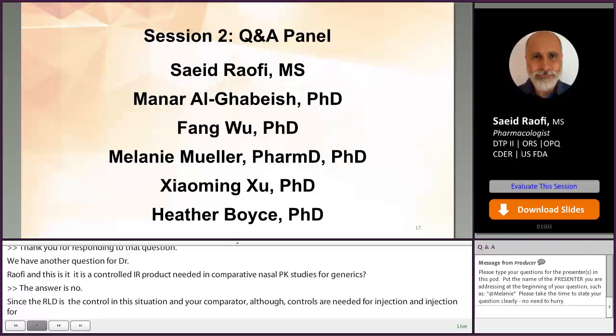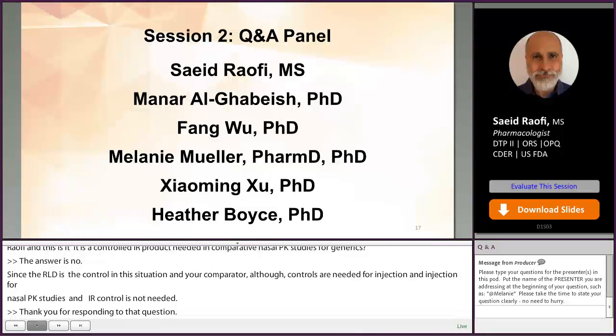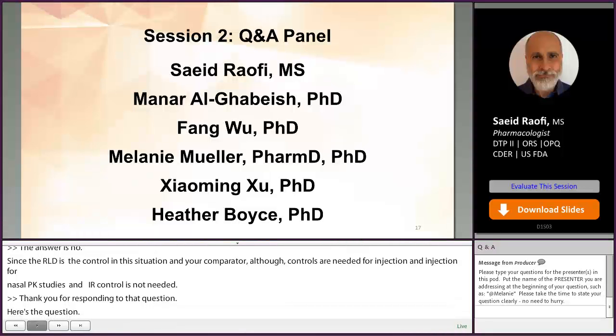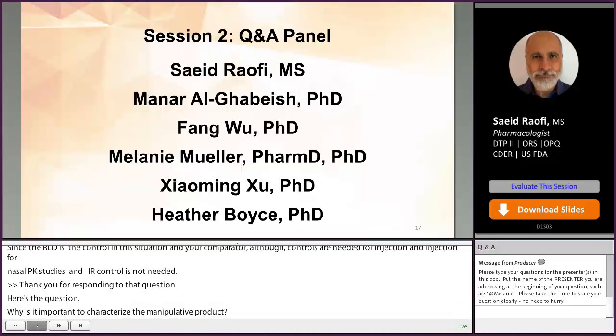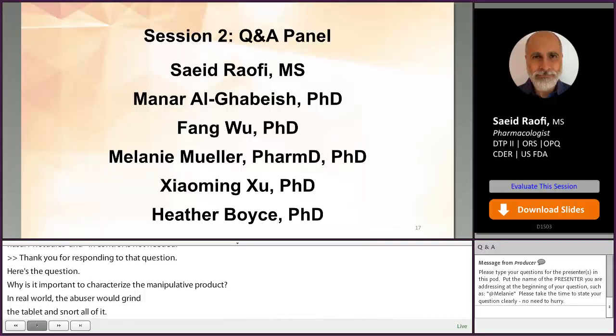Why is it important to characterize the manipulated product? In real world, the abuser will grind the tablet and snort all of it. Because basically when you're comparing generic to the brand in the context of ANDAs, you have an additional burden of comparing the two products. And that's why you need to carefully characterize so that you know exactly what you're comparing.